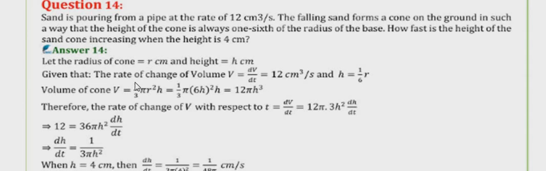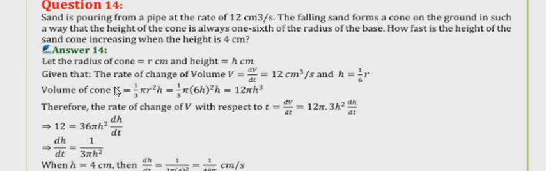Now what is V? 1 by 3 pi r square h means volume of the cone. Because dV upon dt is given, we have to differentiate V with respect to time. But before differentiating this, there are two variables r and h. Right? And it is also given that h is always 1 by 6 of r. So you can put r is equal to 6 times of h from here. Taking the value of r as 6 into h, putting it here, the value of V is equal to 12 pi h cube.